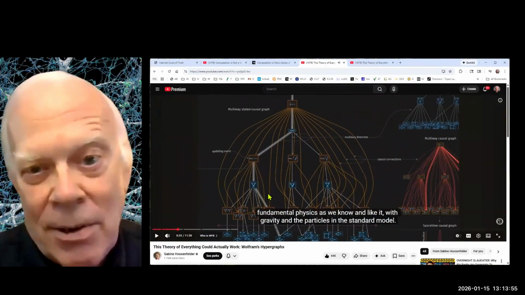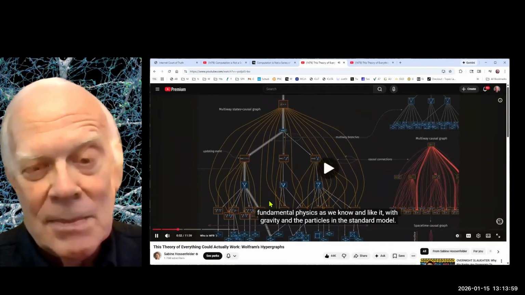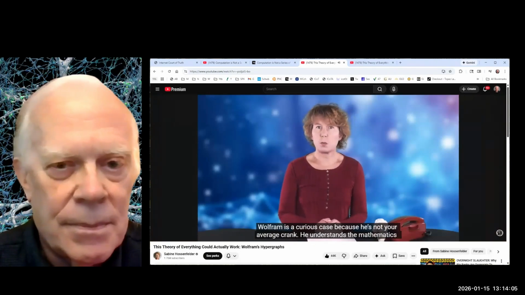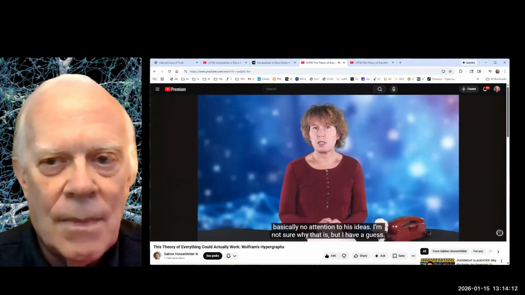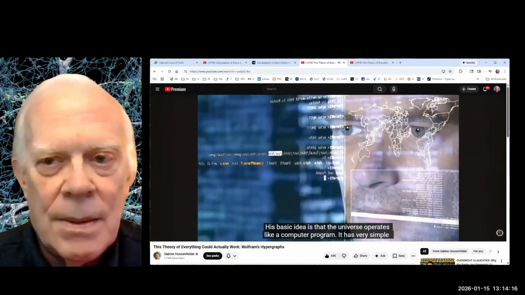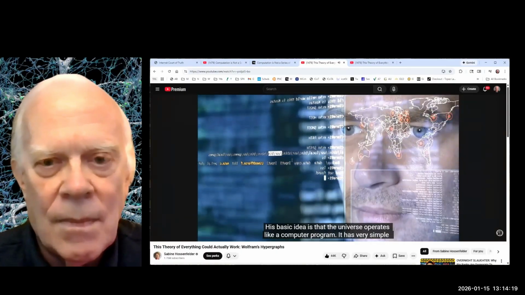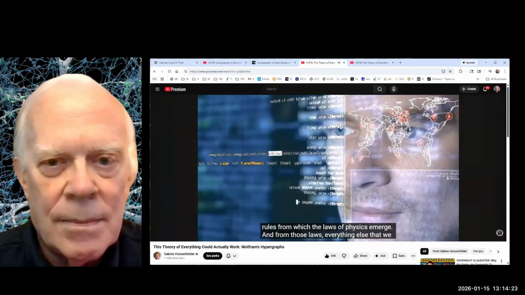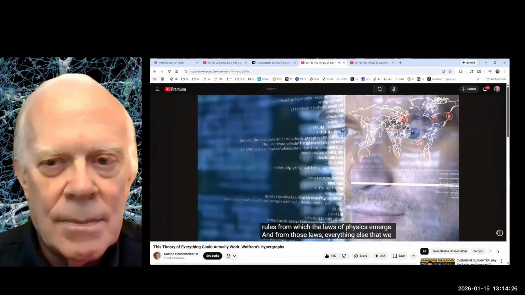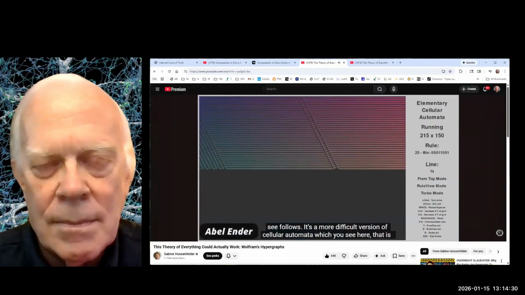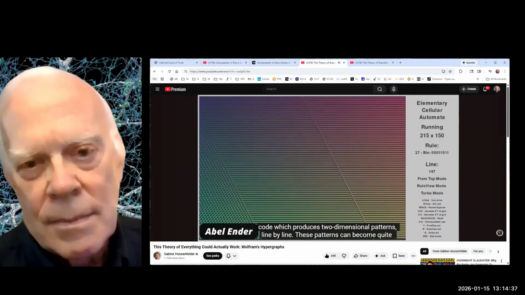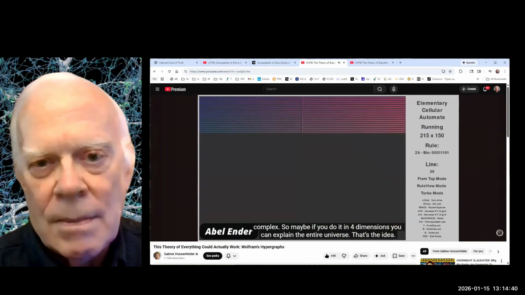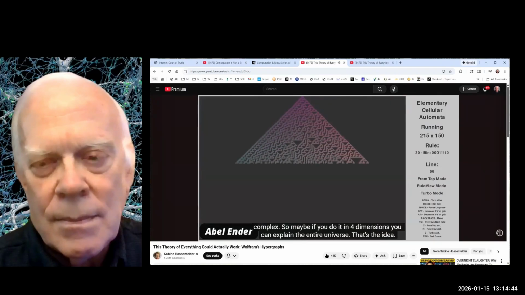Oh, I noticed that what you're seeing here are all networks, like neural networks, in the standard model. Wolfram is a curious case because he's not your average crank. He understands the mathematics he's using just fine, and yet physicists have paid basically no attention to his ideas. I'm not sure why that is, but I have a guess. His basic idea is that the universe operates like a computer program. It has very simple rules from which the laws of physics emerge, and from those laws, everything else that we see follows. It's a more difficult version of cellular automata, which you see here. That's code which produces two-dimensional patterns line by line. These patterns can become quite complex. So maybe if you did it in 4 dimensions, you could explain the entire universe.